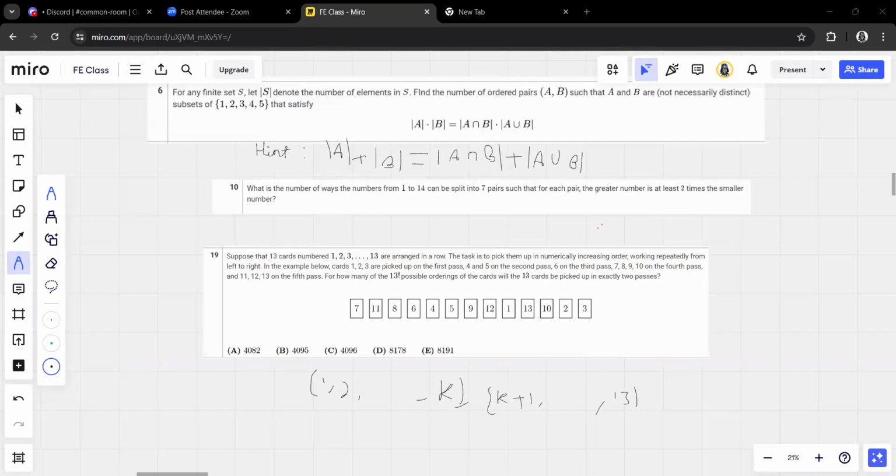Is the answer for the second problem 12 by any chance? I may be making a mistake, but what's the answer? Is the answer 12? Wait, let me check. No, the answer is not 12.